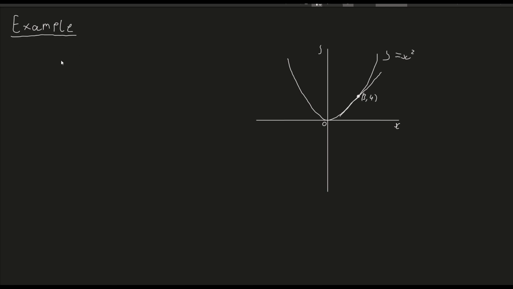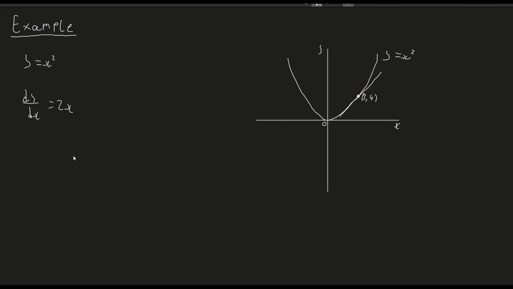So first of all, let me write my equation. We're dealing with y equals x squared. And if we want to talk about gradients of curves like this, then we should of course differentiate it. So we're going to take dy by dx, which would equal 2x. And this is the general form of the gradient. Now I can plug in values of x here to find out the gradient at a particular point.